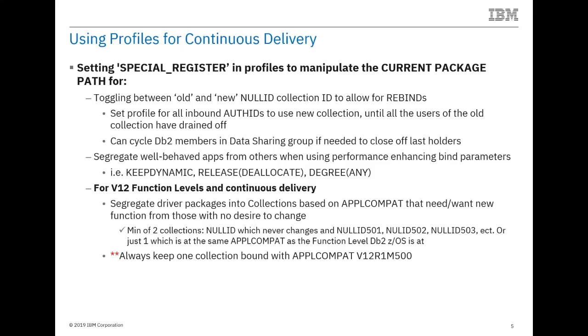So our general recommendation is to have two collections at least. So we're talking about dynamic JCC stuff, the NULLID, which is your default collection as it is today, and then you might want to have a NULLID 50x. I don't know if you want one for each function level or just one that's new that allows them to use all the new functions. But at least two, so that you can have your applications that don't need to test and they're just kind of dormant, and then those that are moving forward and exploiting new features.